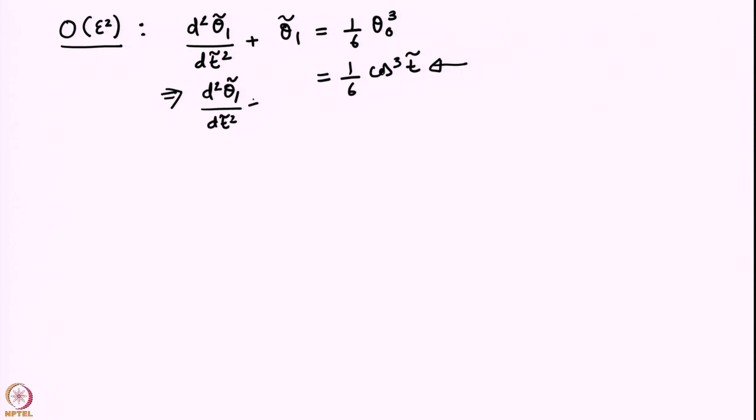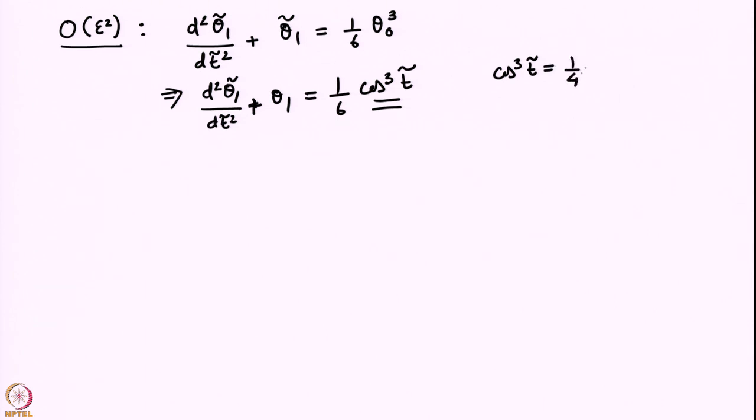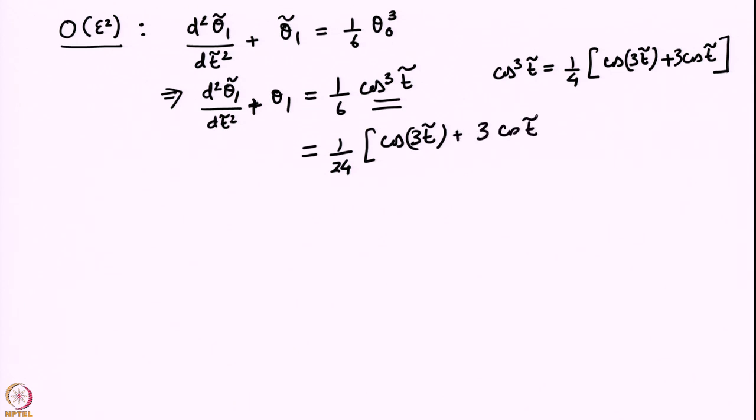As you all know, this can be written as a sum of complementary function plus particular integral. In order to calculate the particular integral, it is useful to convert this using the cos 3 theta formula. We know that cos cube t tilde is equal to 1 by 4 of cos 3 t tilde plus 3 cos t tilde. This is just from the formula cos 3 theta is equal to 4 cos cube theta minus 3 cos theta. So if I replace it here, then this becomes 1 by 24 of cos 3 t tilde plus 3 cos t tilde.